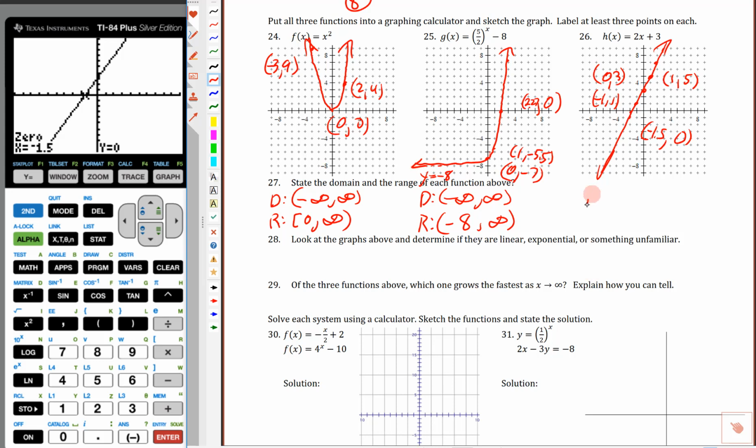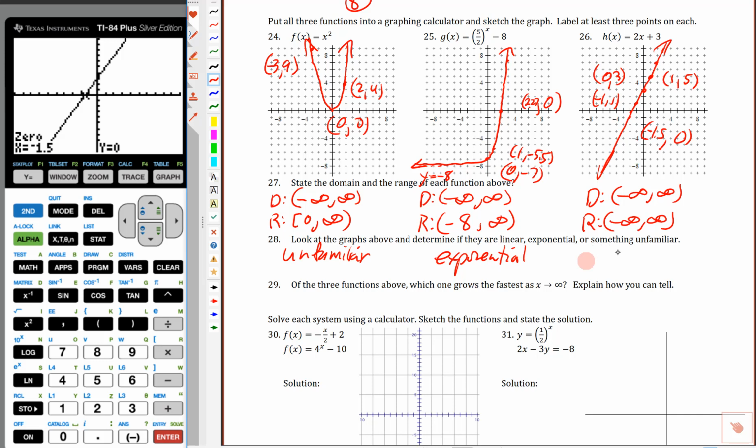And then, of course, for the linear function right here, that's going to be from -infinity to infinity for the domain and from -infinity to infinity for the range. Okay, and determine whether it's linear, exponential, or something unfamiliar. Just like when we did this before, this one is unfamiliar. Okay, that actually is going to turn out to be a shape called a quadratic. It's called a parabola, but you'll be studying those next year. This one is exponential.